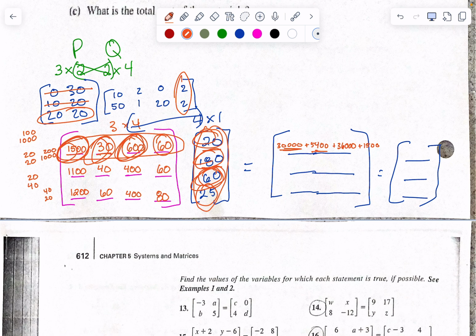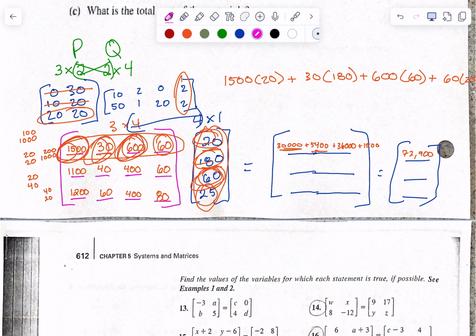Yeah, if you literally did 1,500 times 20 plus 30 times 180 plus 600 times 60 plus 60 times 25. What'd you get? I don't know, my calculator... Oh, I got 72,000. 72,900. Okay.